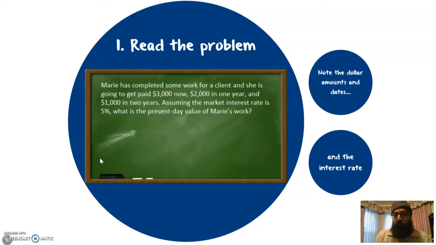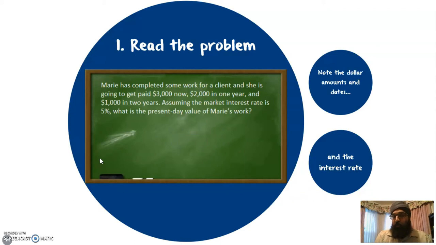Marie has completed some work for a client and she's going to get paid 3,000 today, 2,000 in 1 year, and 1,000 in 2 years. Assuming the market interest rate is 5%, what is the present day value of Marie's work?